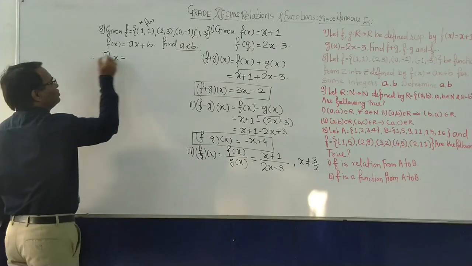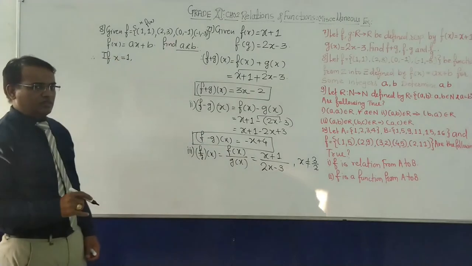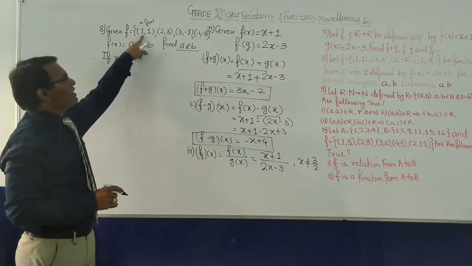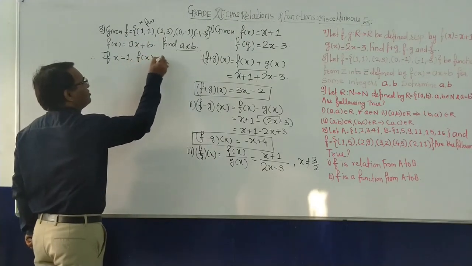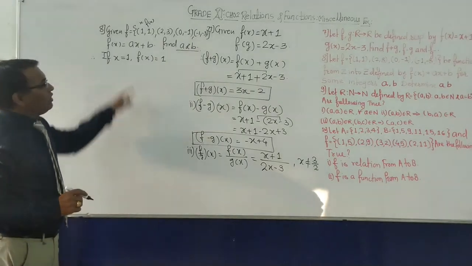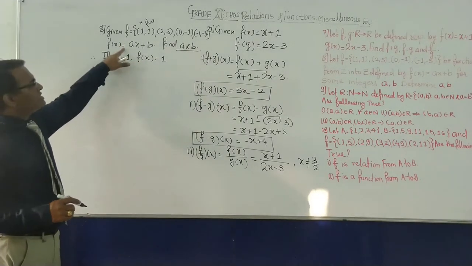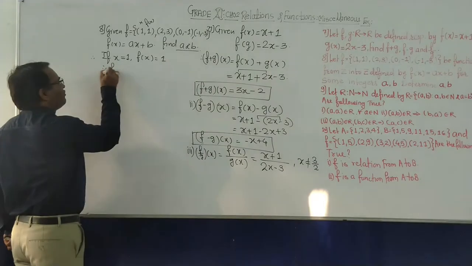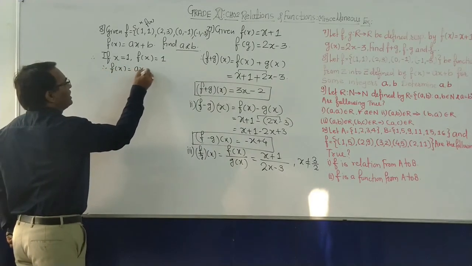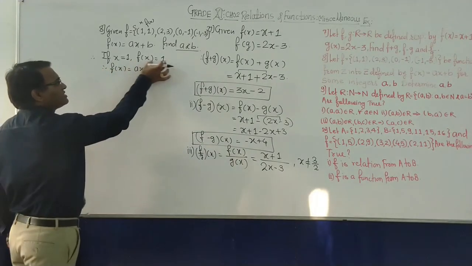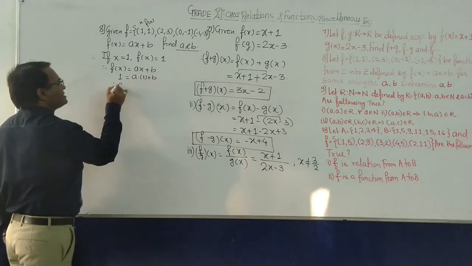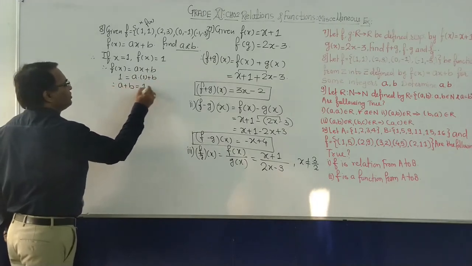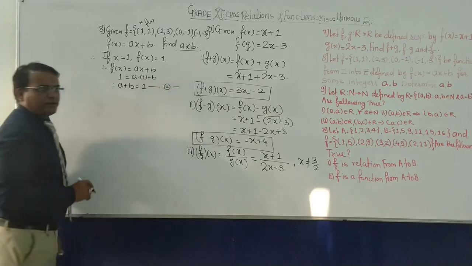Okay. Now what we can do is, we'll put x is equal to 1. If x is equal to 1, they have given f of x is also 1. Right? Now we have to put this value in this one. Therefore f of x is equal to ax plus b, which is given. The f of x value is what? 1. Is equal to a into what? Again 1 plus b. This implies that a plus b is equal to 1. This is your equation 1.